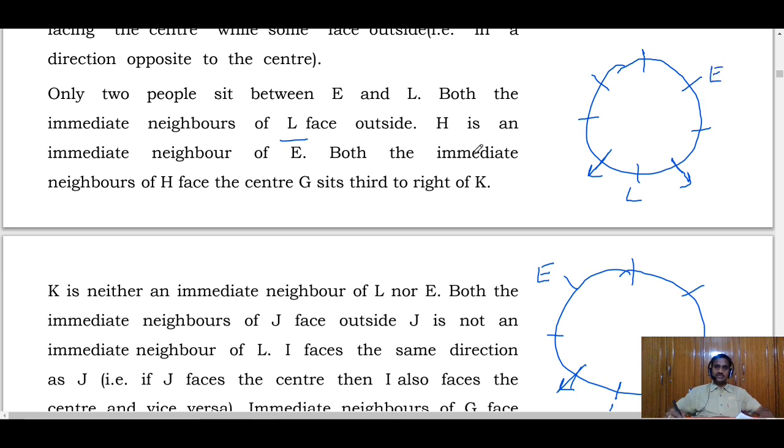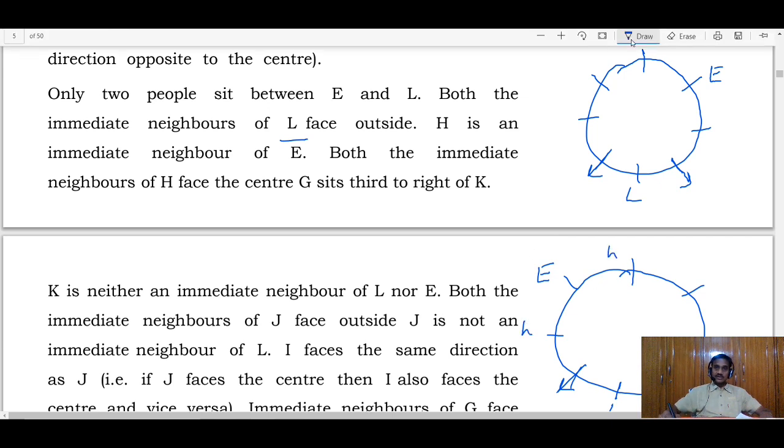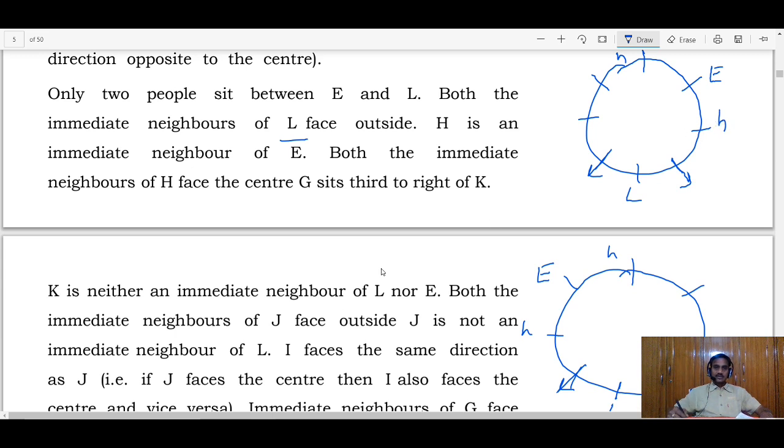Two different possibilities. H is an immediate neighbor of E. H can be either at this place or here. Next, both the immediate neighbors of H face the center. So here there is no chance for H.